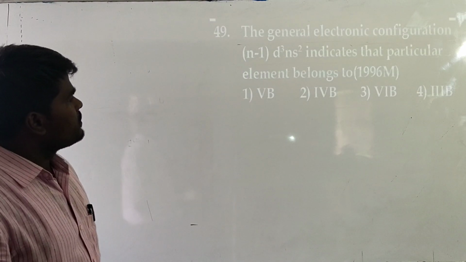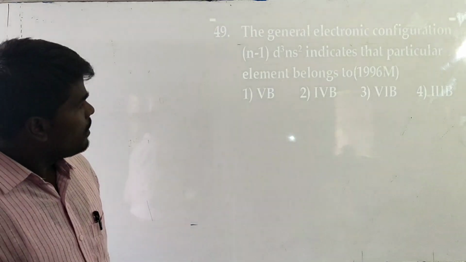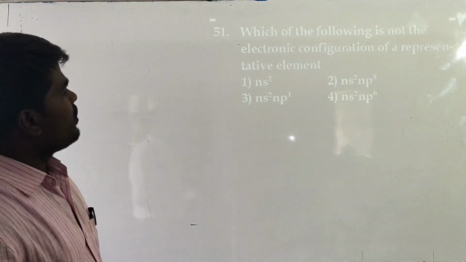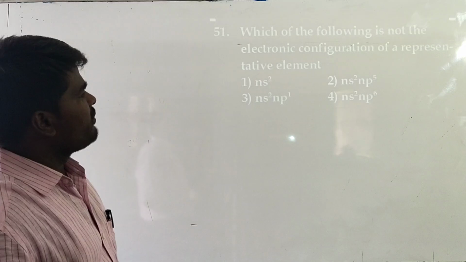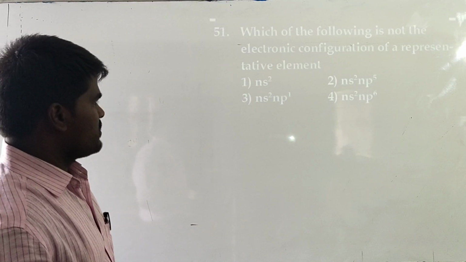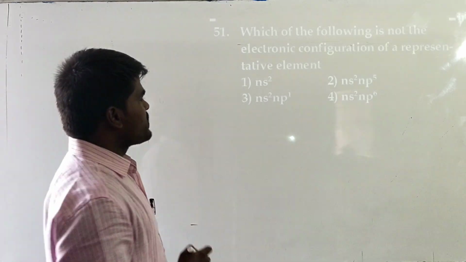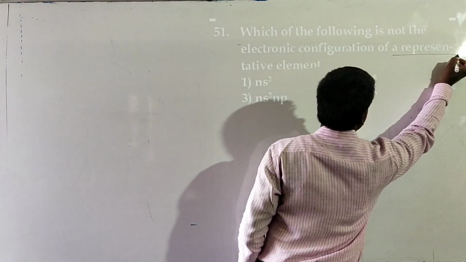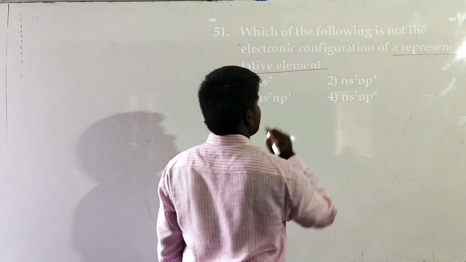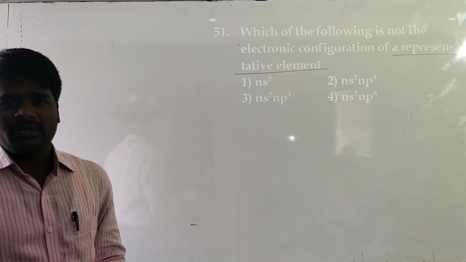Here comes our next question. Which of the following is not the electronic configuration of representative elements? First of all, you should know what is meant by representative elements. What is a representative element?